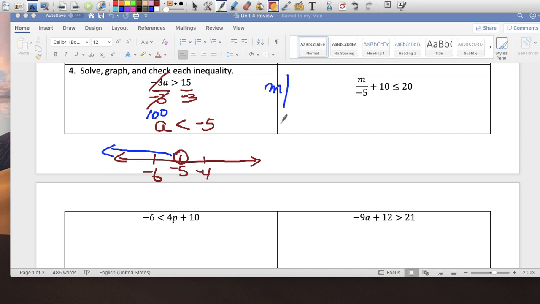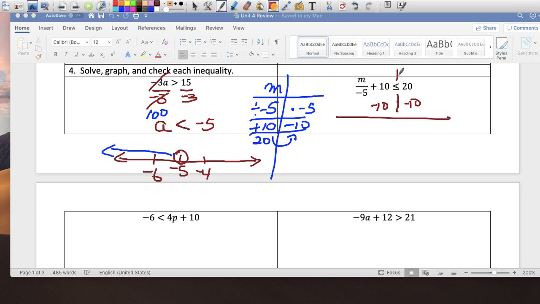Here's my variable m. And I'll make a story of this one because it's two-step. Being divided by negative 5 and then added 10, that's less than or equal to 20. It's going to be minus 10 and then times negative 5. Those are the operations I'm going to do. So first things first, minus 10 on this side, minus 10 on that side. These 10s go away. M over negative 5 comes down, less than or equal, and 20 minus 10 is just 10.